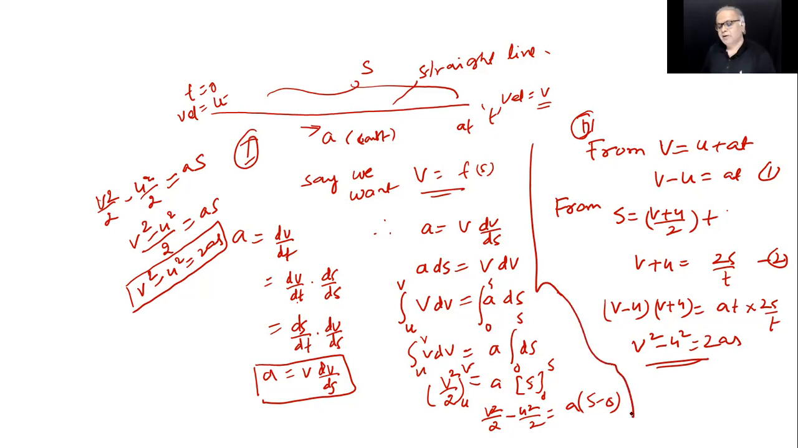So that is one more relation for V, V as a function of S. V equals U plus AT is V as a function of time. Here you can also write V square equals U square plus 2AS. So here V is a function of S.